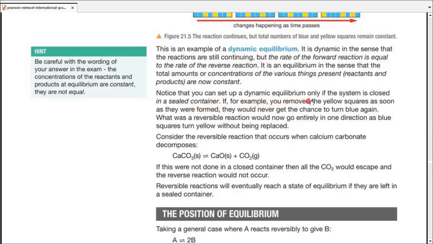Notice that you can set up a dynamic equilibrium only if the system is closed in a sealed container. That's where the sealed container part kicks in. If, for example, you remove the yellow squares as soon as they're formed, they would never get the chance to turn back to blue again. So what was a reversible reaction would now go entirely in one direction, as blue squares turn yellow without being replaced. Now, I give this as an example of naughty siblings going fishing.